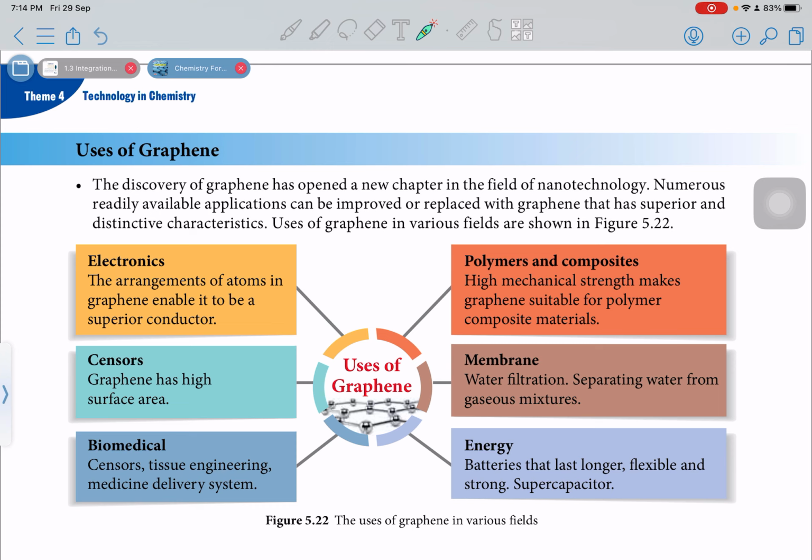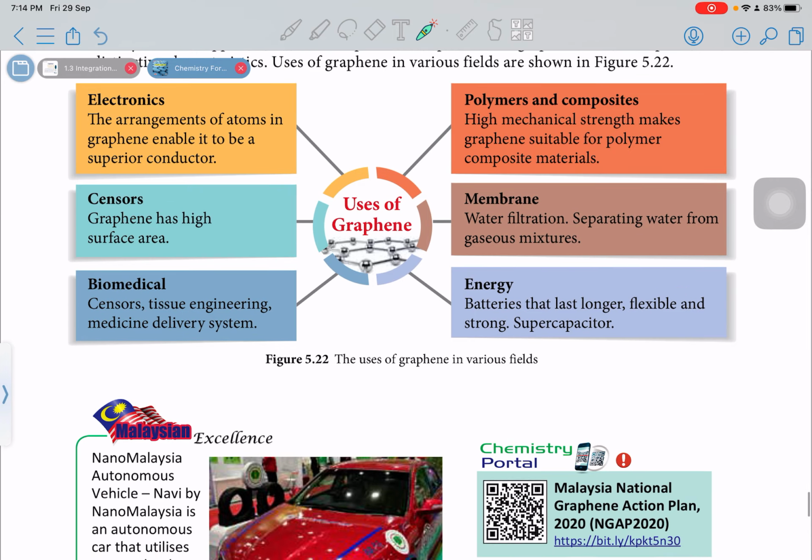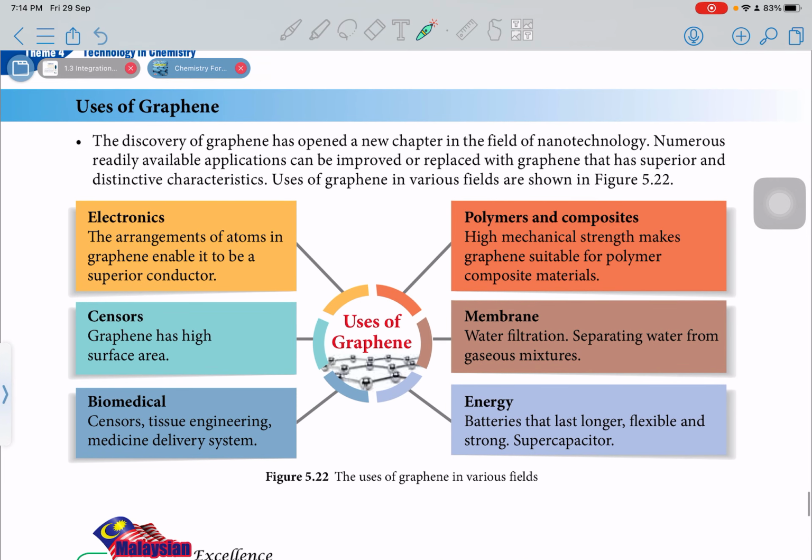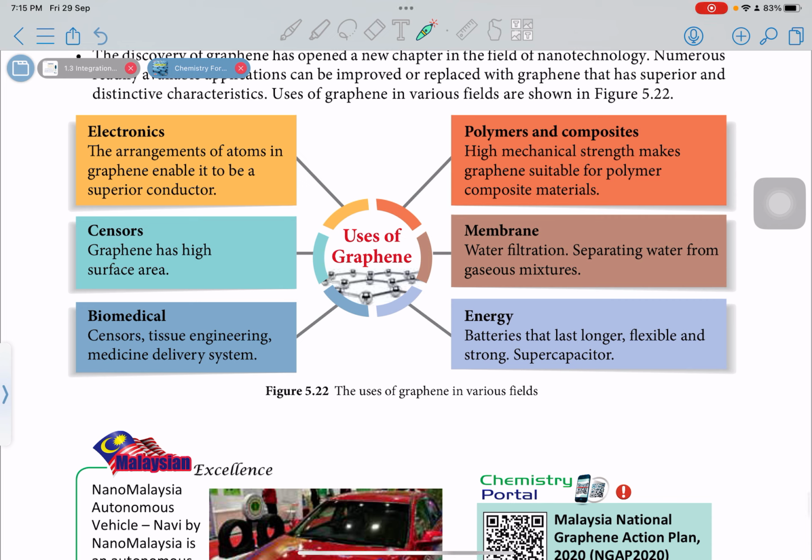So uses of graphene, there are 6 uses of graphene, which is electronics, sensors, biomedical, polymer and composites, membrane, energy. So we will look at the electronic first. So electronic, the arrangement of atoms in graphene enables it to be a superior conductor. And then next, sensor, graphene has high surface area. And biomedical, sensors, tissue engineering, medicine delivery system.